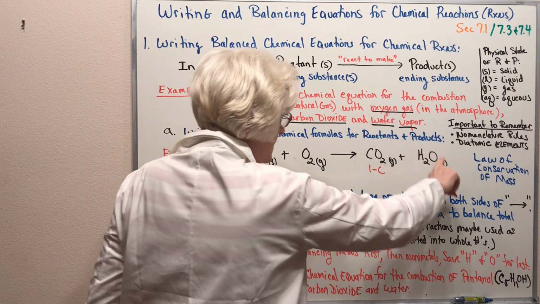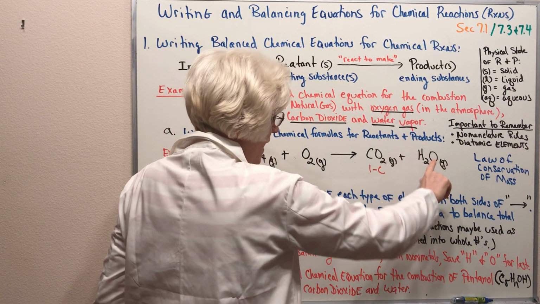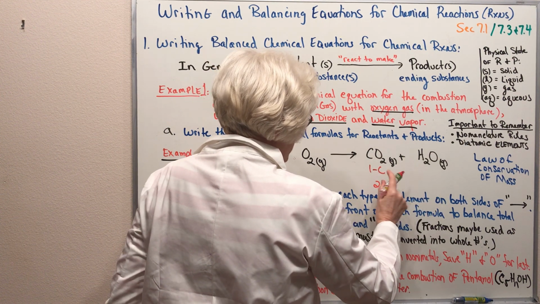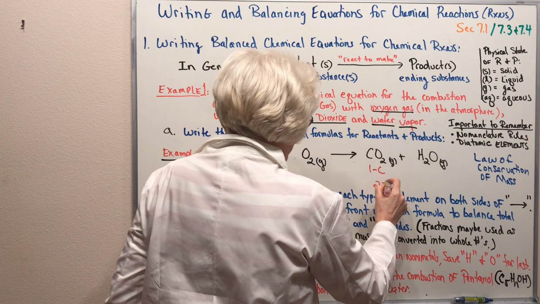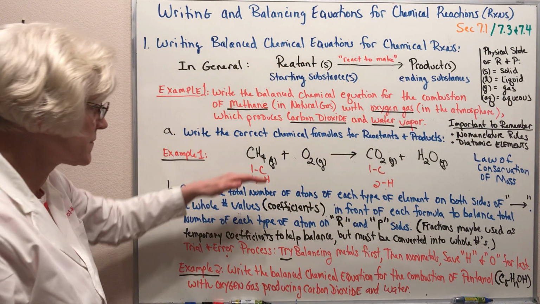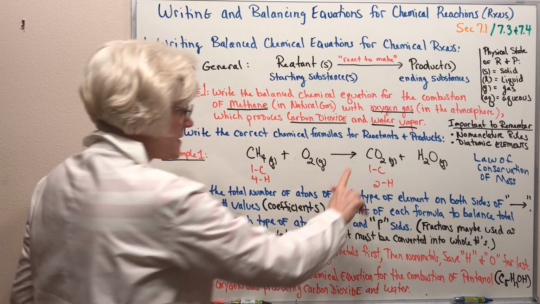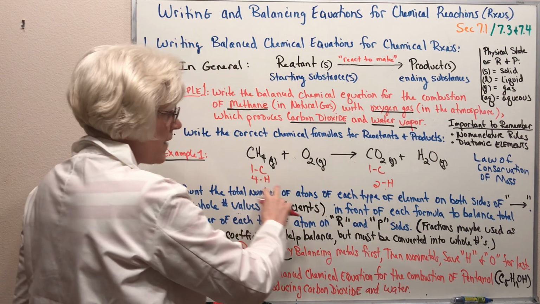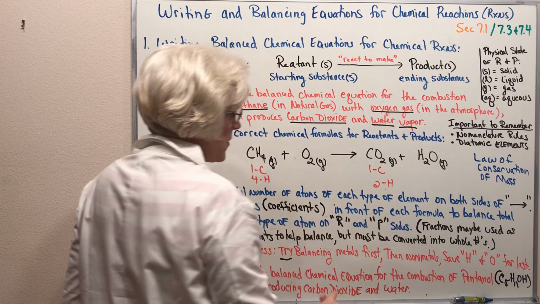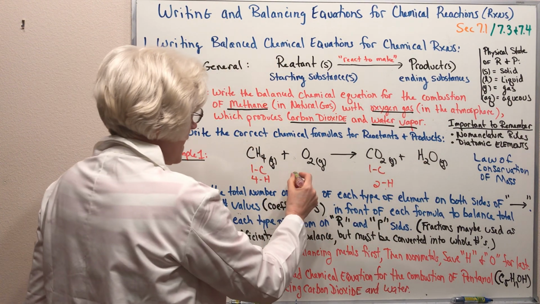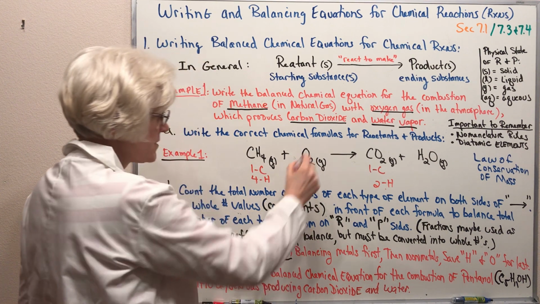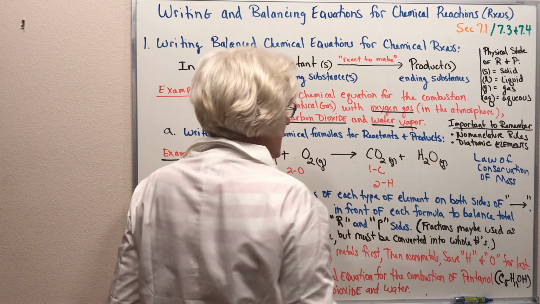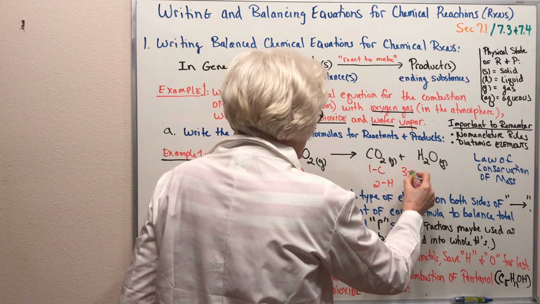And looking at this product side, I see that I have 2 hydrogen present here. I'm just going to try to line these up because I don't have a lot of room. So 1 carbon on the reactant side, 1 carbon on the product side, 4 hydrogen total on the reactant side, 2 hydrogen in the form of water on the product side, and then I see that I have 2 oxygen on the reactant side and a total of 3 oxygen on the product side.